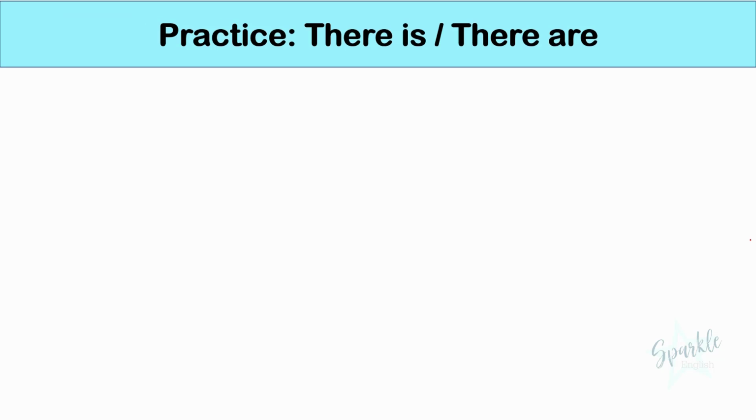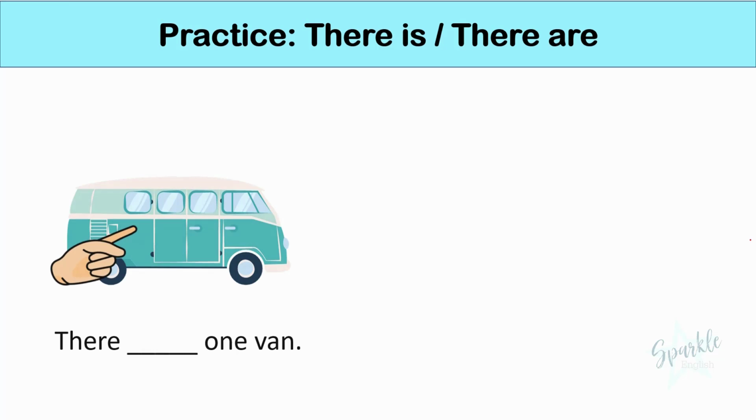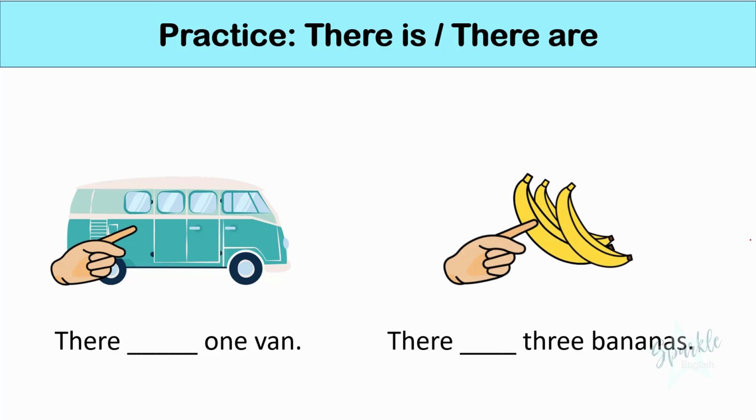Now let's do some practice using there is or there are. There one van. There 3 bananas. The first one would be there is one van. Because it is only one van, it is a singular noun. So we say there is or there's, apostrophe S. In the second example, there 3 bananas, we have to say there are 3 bananas. Because bananas is a plural noun. There's more than one banana. There are 3 bananas.